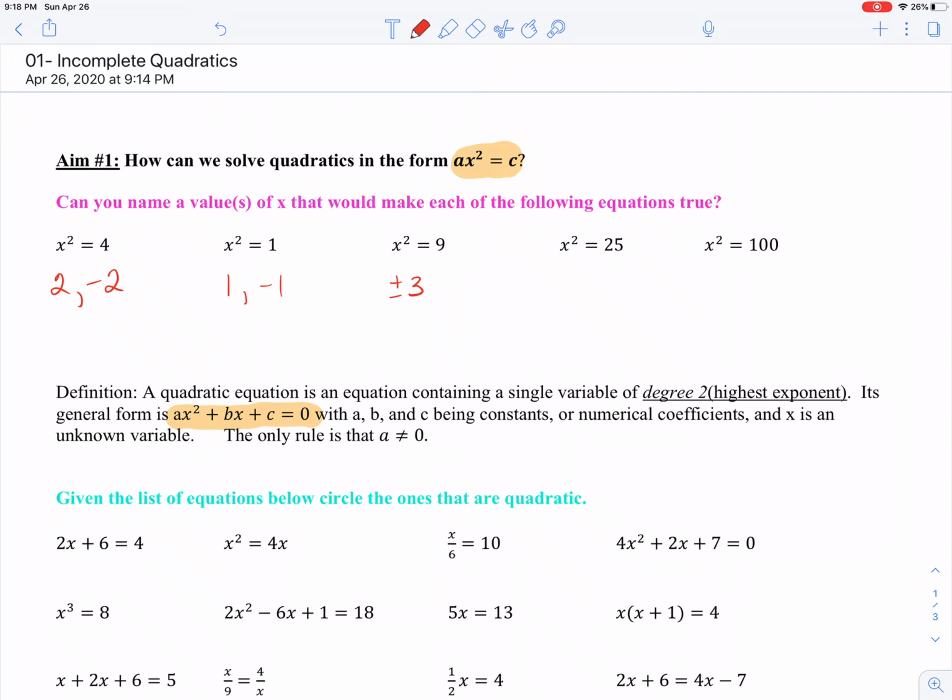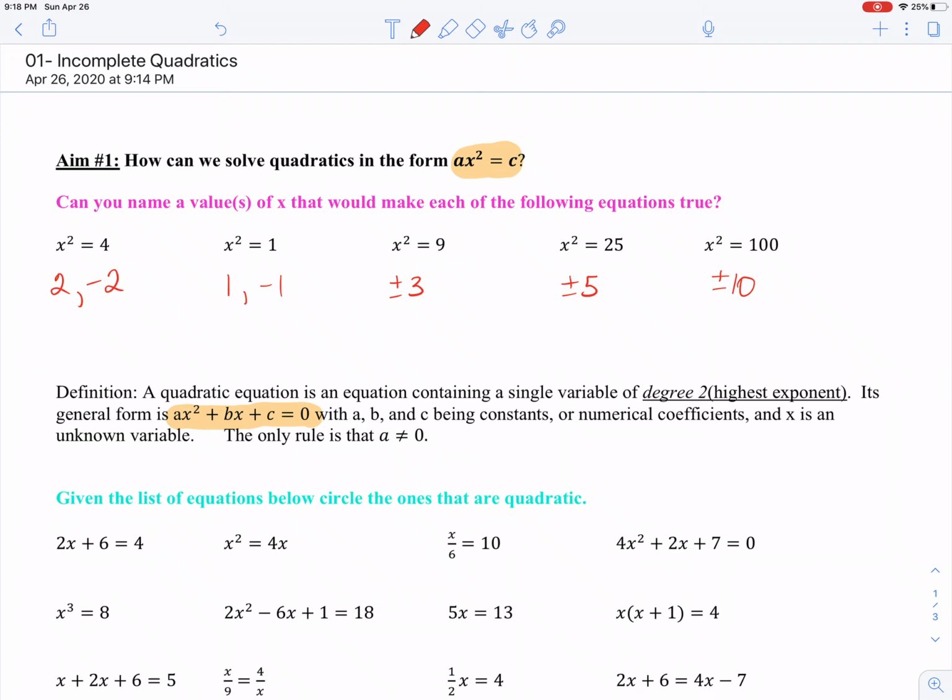X squared equals 25, so x could either be positive or negative 5. And the same for the last one. If x squared equals 100, x could either be positive or negative 10. So we have nice rational solutions because each of these had x squared set equal to a perfect square. In that case, or any time you have x squared equal to a number, you're always going to be able to square the positive or negative of the square root.